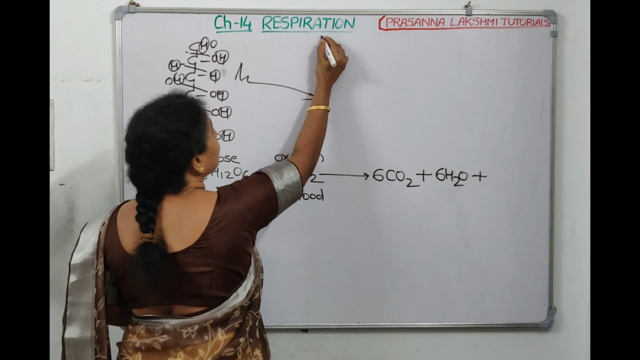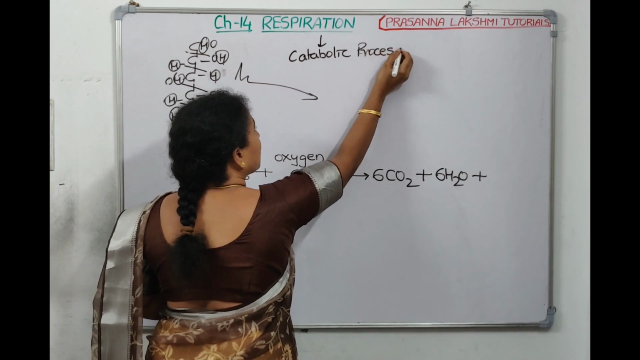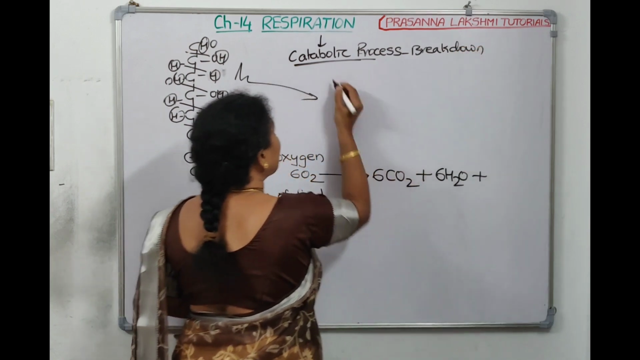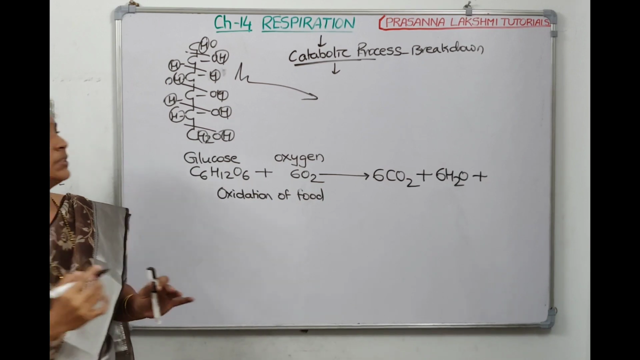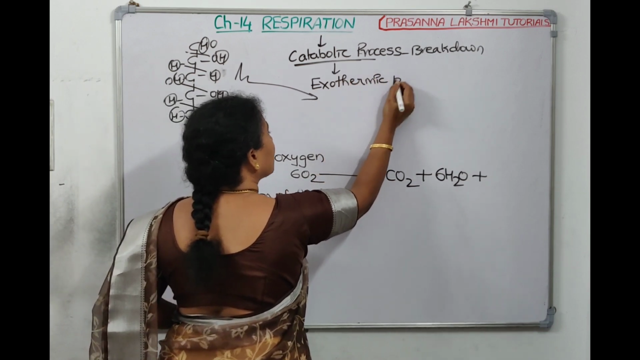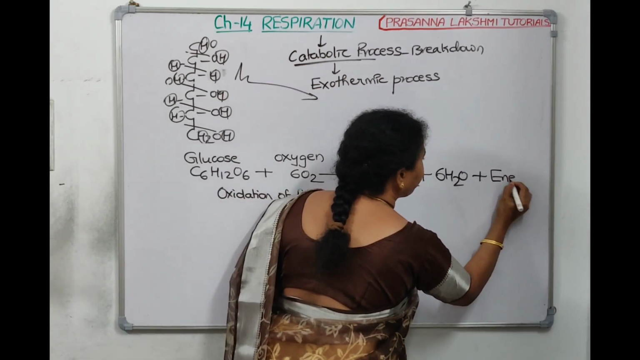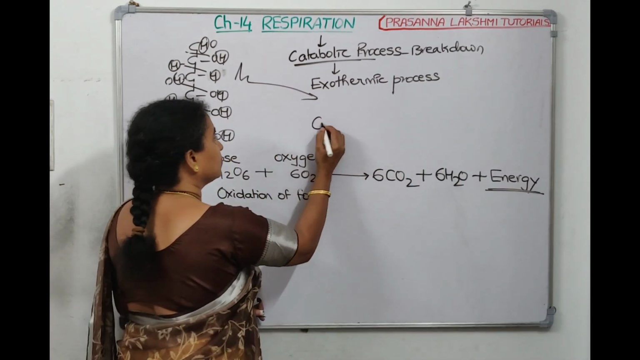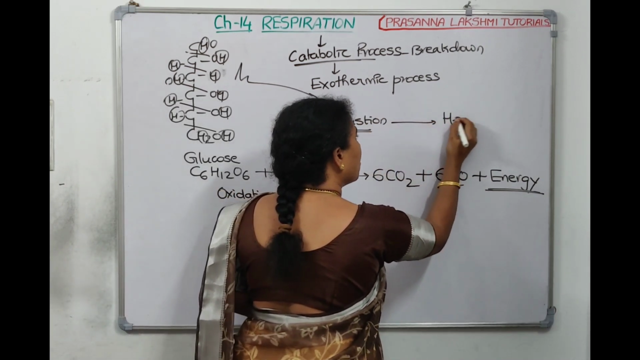So respiration is a catabolic process. Catabolic process means it is a breakdown process. So when we break anything, energy will be released. Energy releasing processes are called exergonic processes, right? Or exothermic processes. That means energy is released out. So when you do combustion, the energy will be in the form of heat energy.